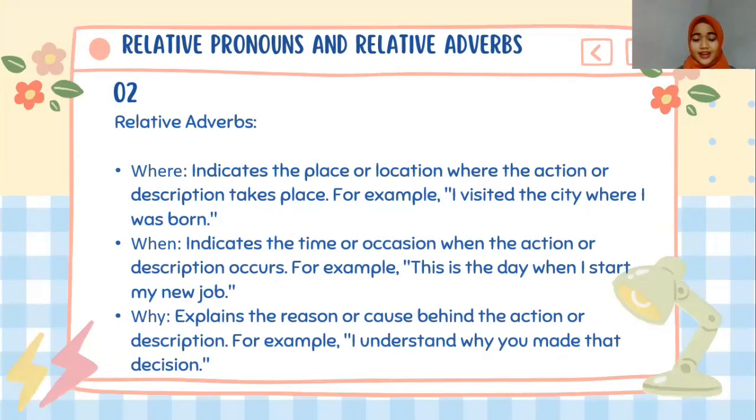And then when. When indicates the time or occasion when the action or description occurs. For example, this is the day when I start my new job. And then why. Why explains the reason or cause behind the action or description. For example, I understand why you made that decision.